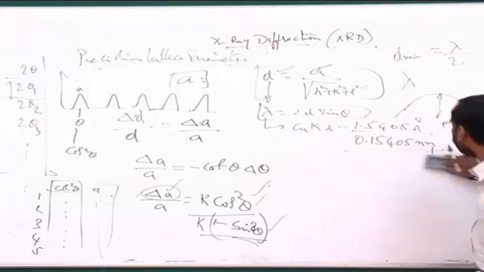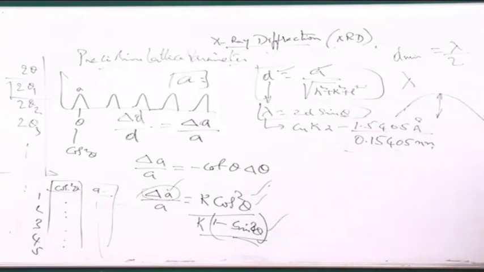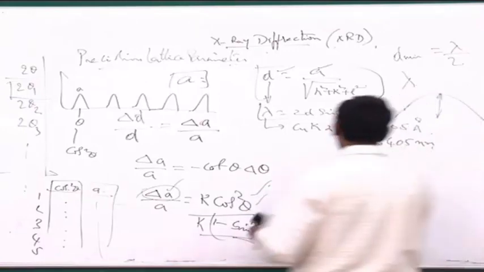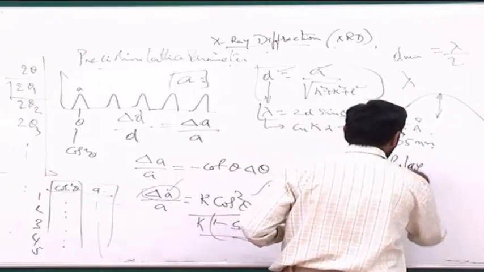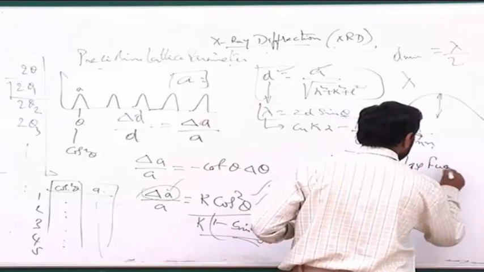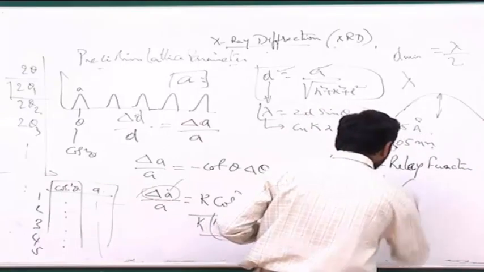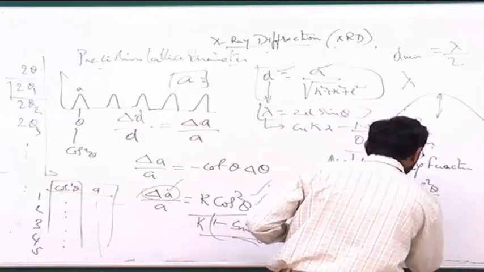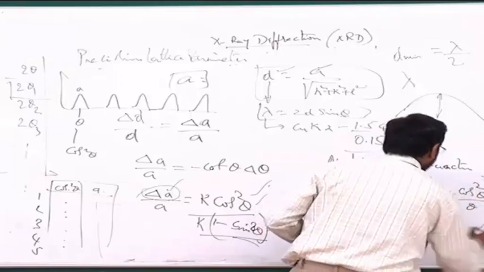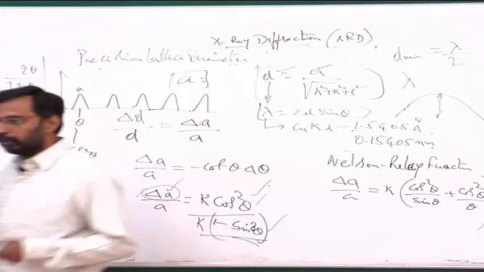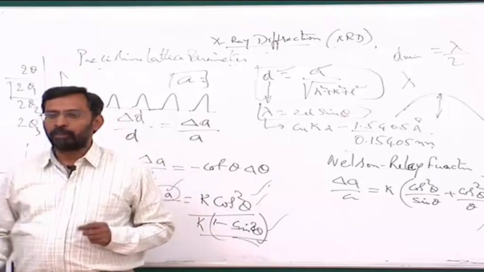Of course, all these are found by people to be more suitable if you are using higher angle peaks. So people have come up with another function called the Nelson-Riley function, where they have found that delta A by A is given as some constant times cos square theta by sin theta plus cos square theta by theta. Again, a little more complicated function, but they said that this particular function gives you a much more accurate lattice parameter than anything else.